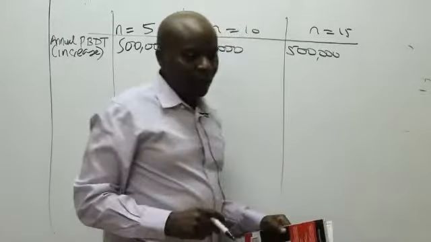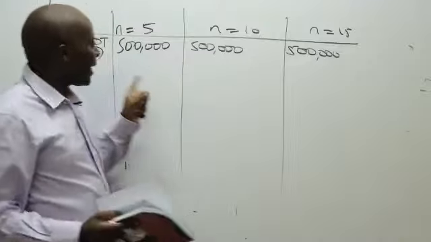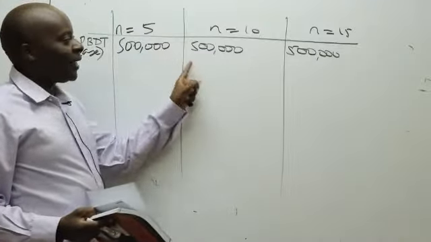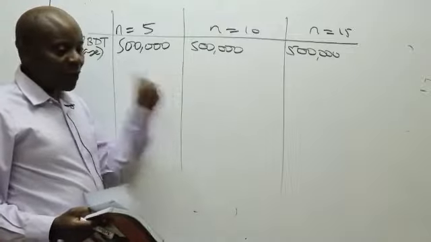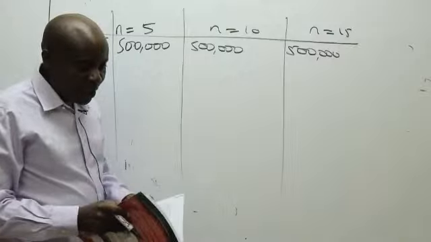Great. 500,000, 500,000, 500,000. Remember, it's annual, so don't multiply this with 5, multiply this by 10. I saw so many students doing it wrongly. It's annual, it's every year.